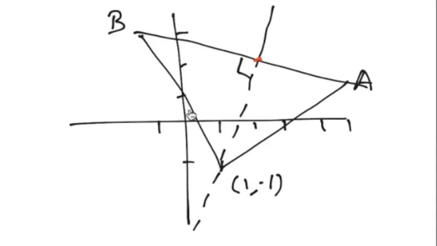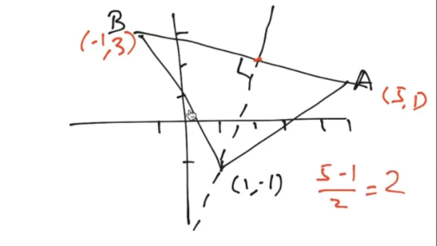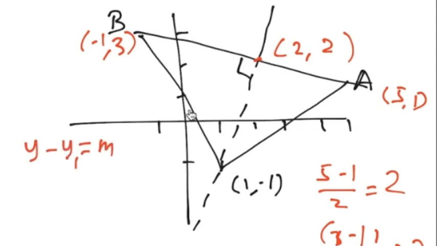So A is 5, 1, B equals negative 1, 3. So the midpoint would be 5 minus 1 over 2, which equals 2, and 1 plus 3 over 2, which equals 2. So this is the point 2, 2. And now we can just put it into point-slope form, which states that y minus y1 equals m, the slope, times x minus x1. I'm sure you've already learned that formula if you're in algebra or have passed algebra, but if you haven't, this is basically how you find the equation of a line as long as you have 2 points.